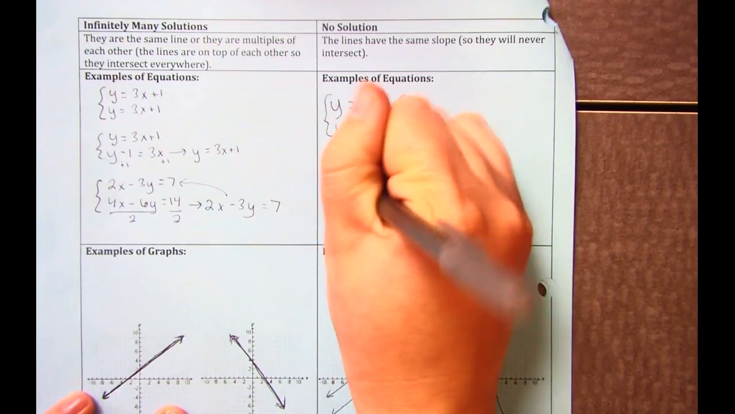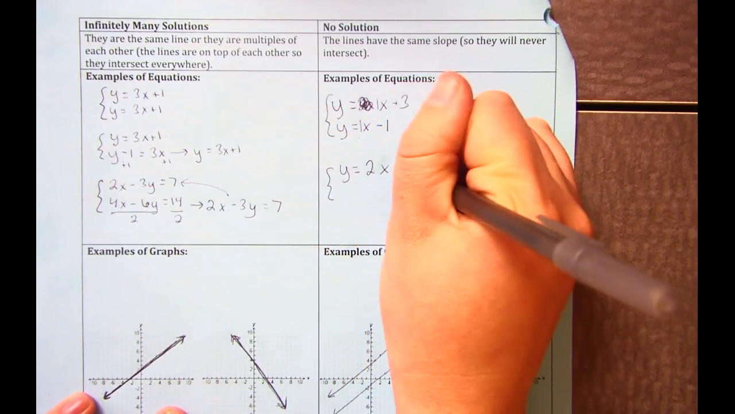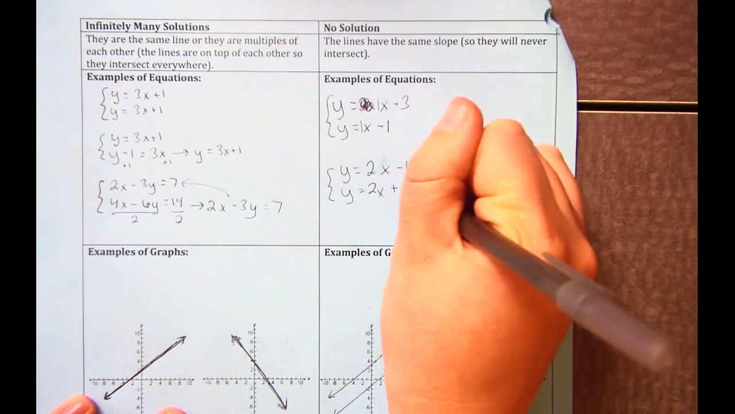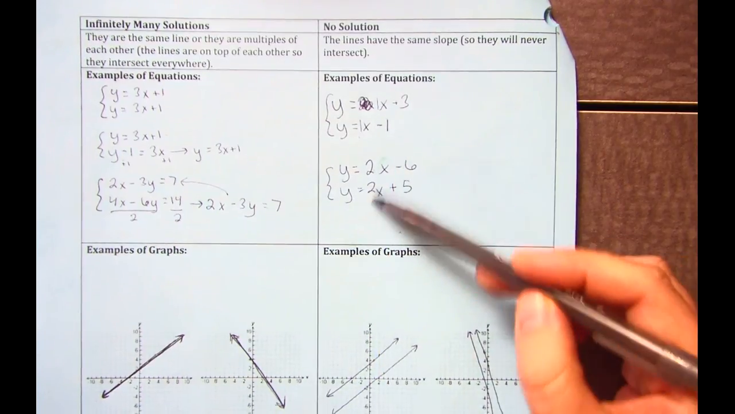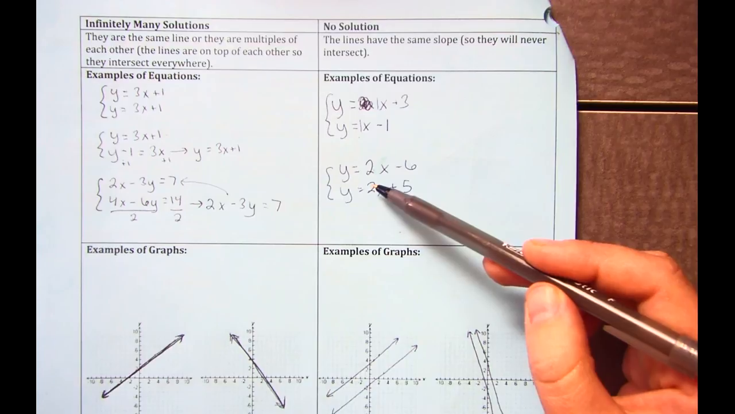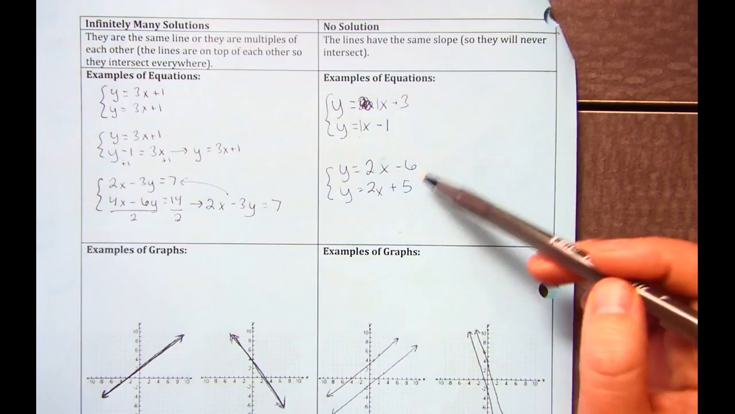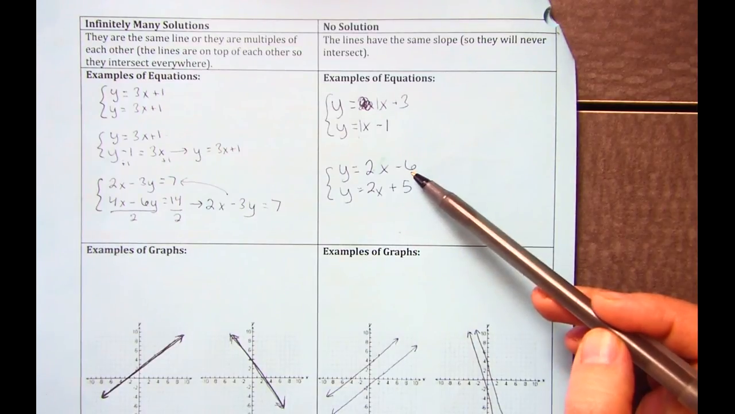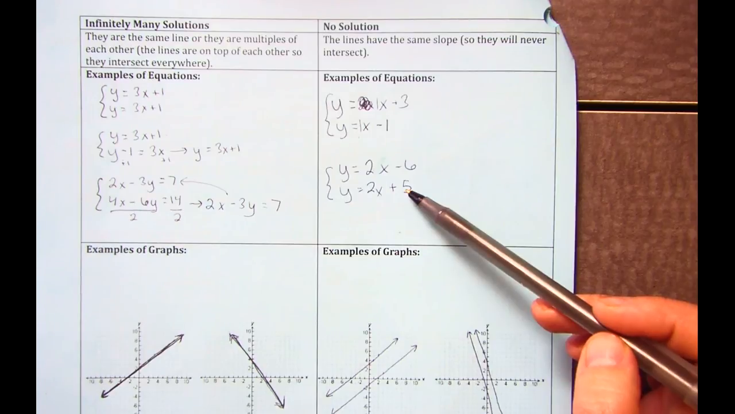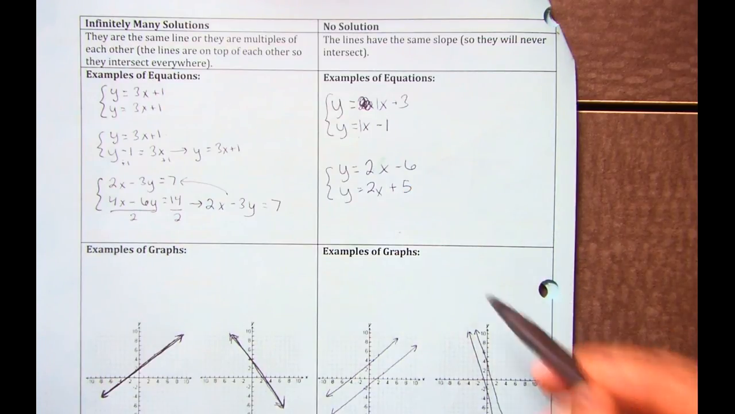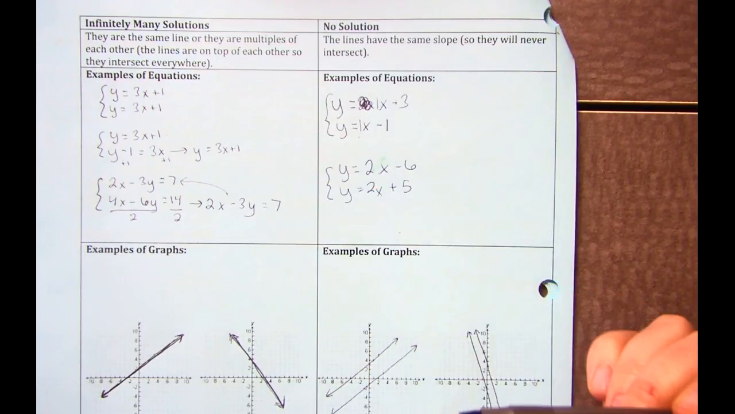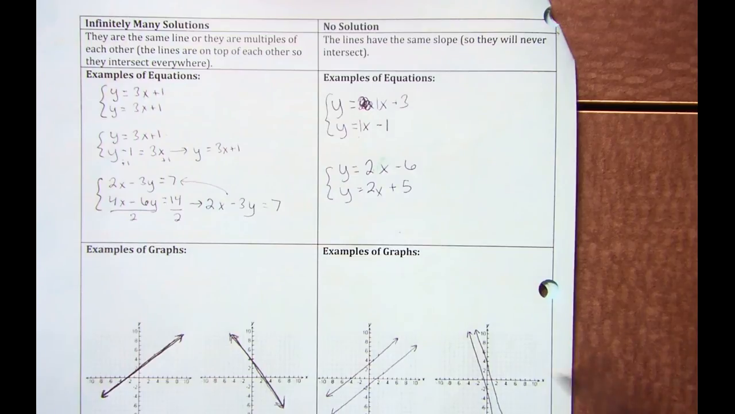Here's another example. y equals 2x minus 6. y equals 2x plus 5. Again, same slope, so you know they're parallel, which means they're never going to touch, which means they're going to have no solution, but different lines. One goes through negative 6 on the y-axis, one goes through a positive 5 on the y-axis. Because the solution happens when the two lines intersect, if they never intersect because they're parallel, that means they're never going to have a solution. There is no xy ordered pair that's on both lines.